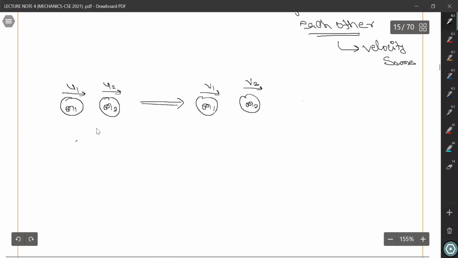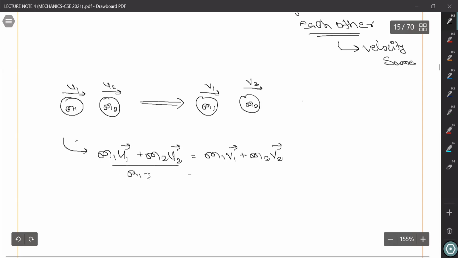Sometimes they ask you to prove that the velocity of center of mass remains unchanged in case of collision. So we can say that momentum is conserved. We can write m1 u1 plus m2 u2 is equal to m1 v1 plus m2 v2. Also, if you divide this by m1 plus m2 and this by m1 plus m2, you can say that the initial velocity of center of mass is equal to the final velocity of center of mass.